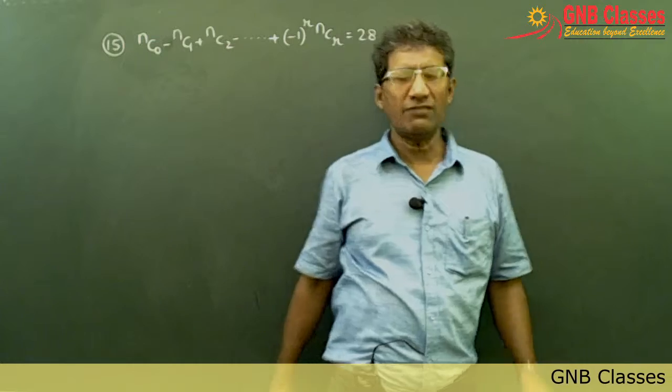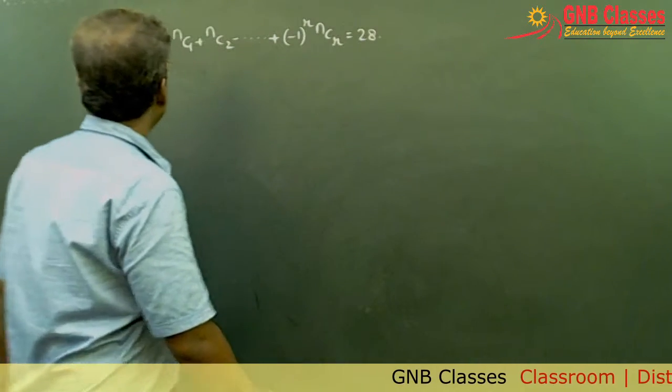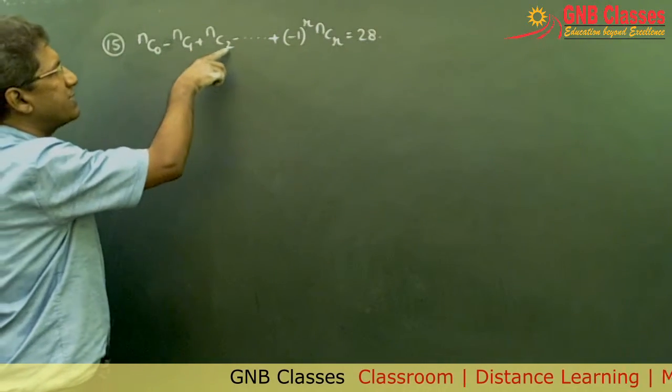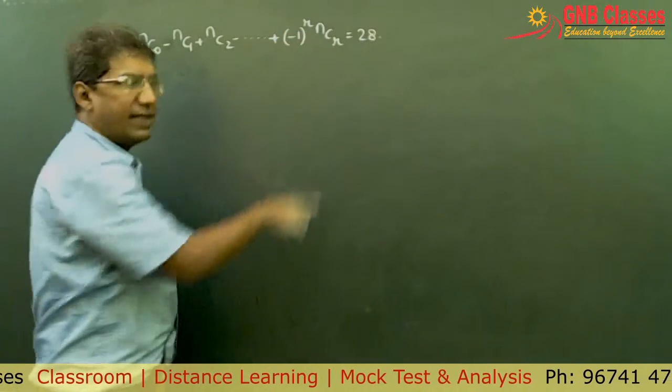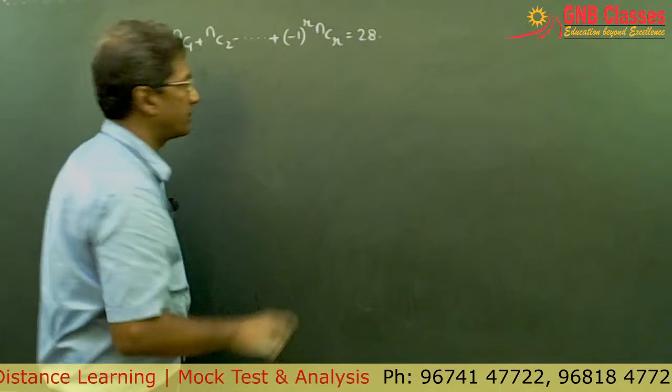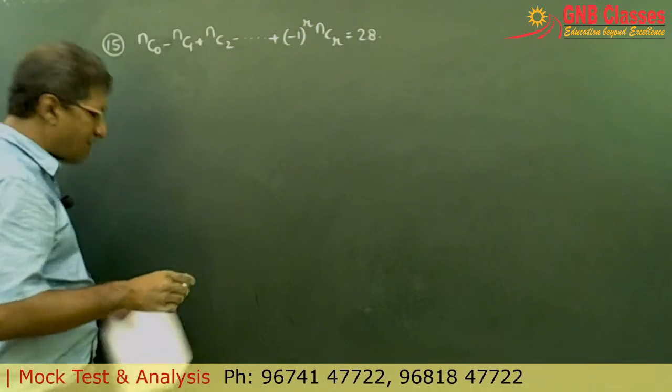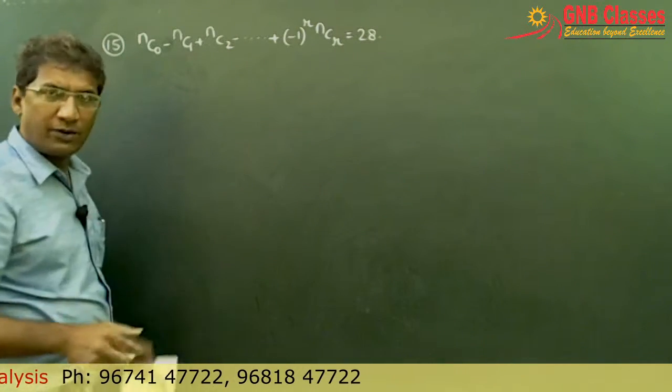In this question they have said that nC0 minus nC1 plus nC2 minus this thing goes on, minus 1 whole to the power r, nCr equals 28. Now we have to find out the value of n, right?